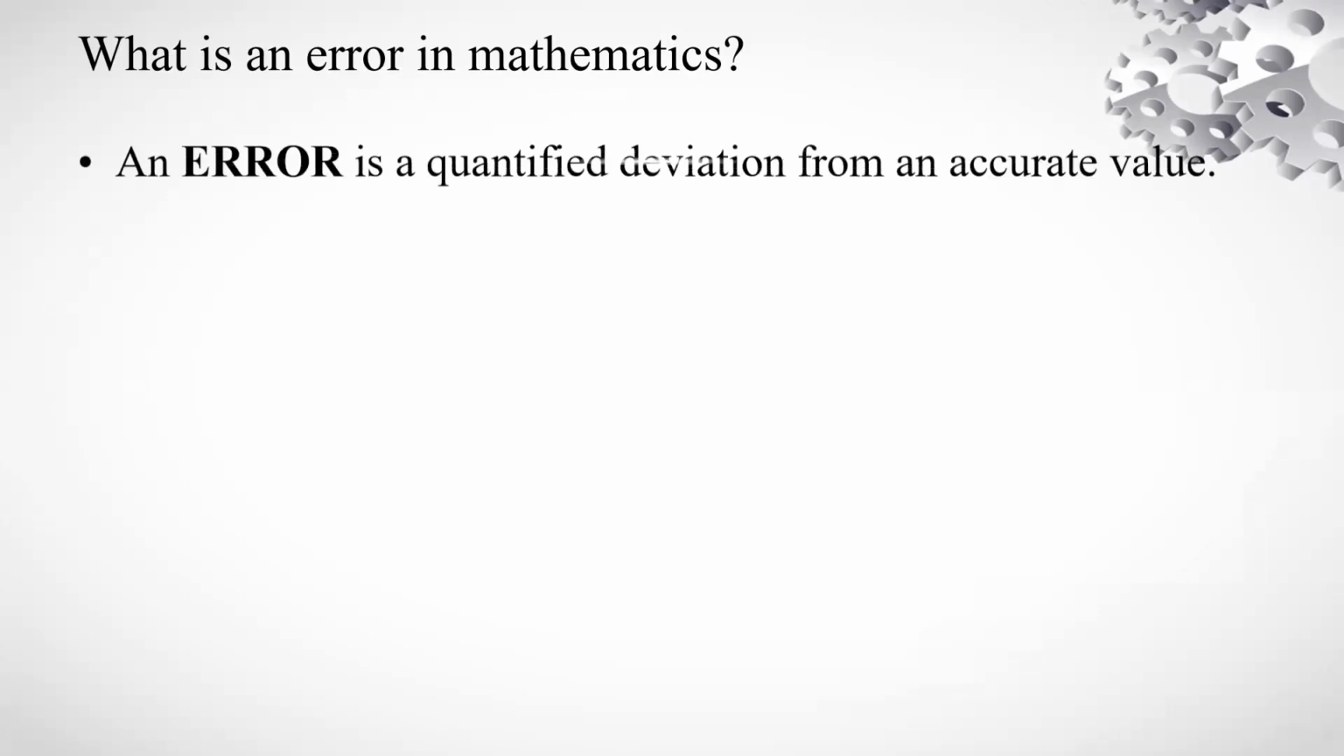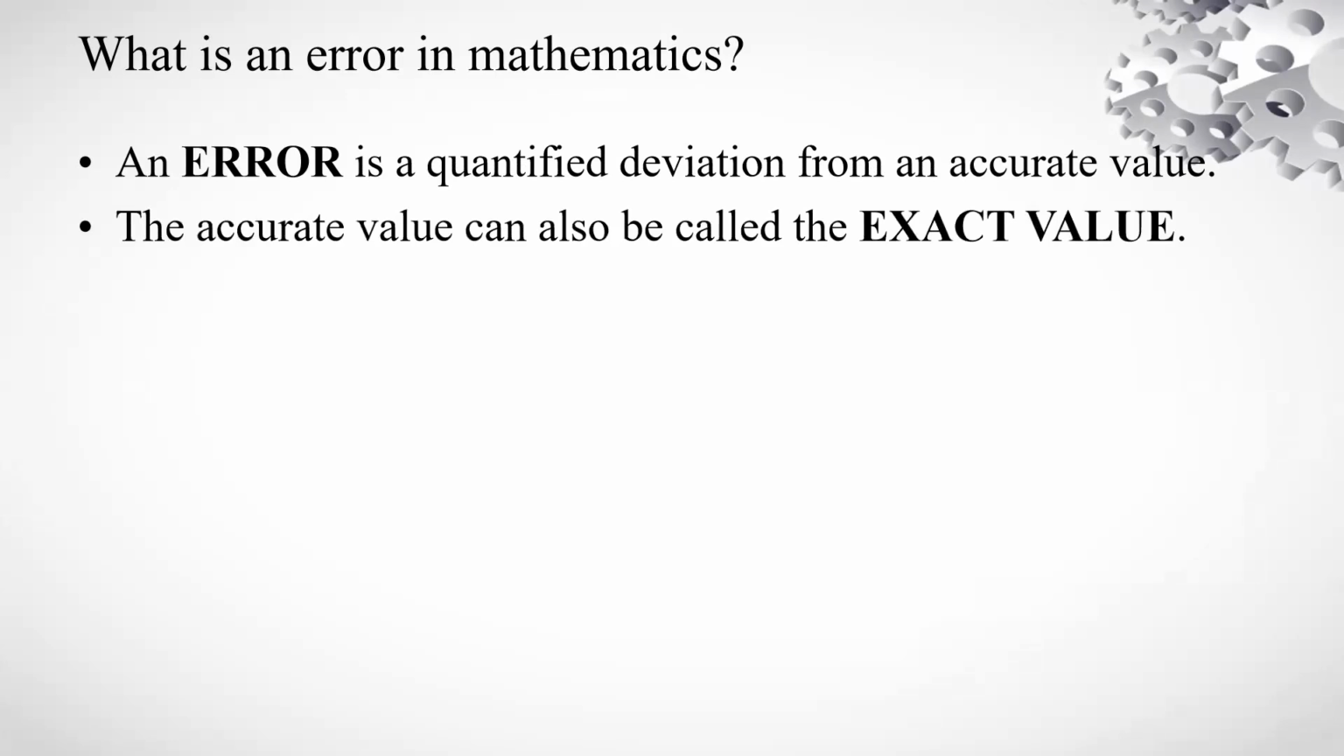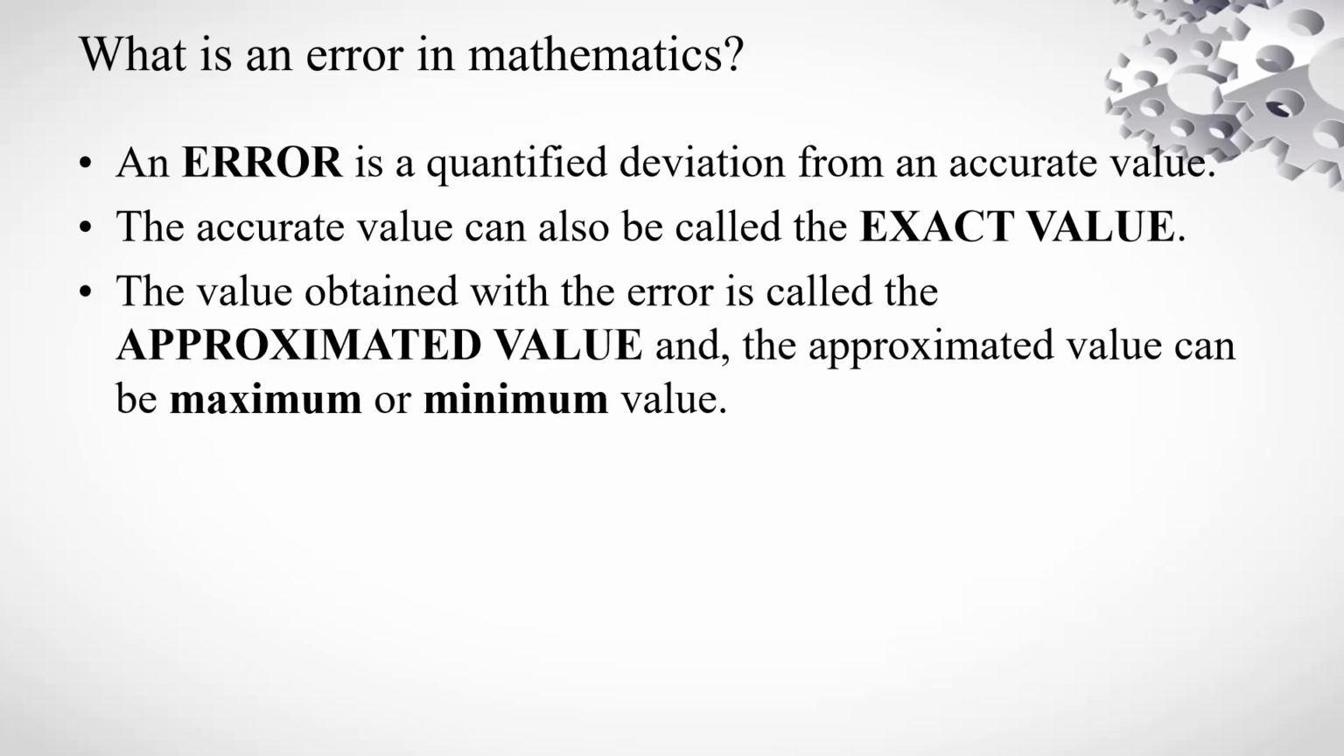So what is an error in mathematics? An error, as I said, is a quantified deviation from an accurate value. And the accurate value can also be called the exact value. These are some of the terminologies that we use in this part of applied mathematics. Then the value obtained with the error is called the approximate value.